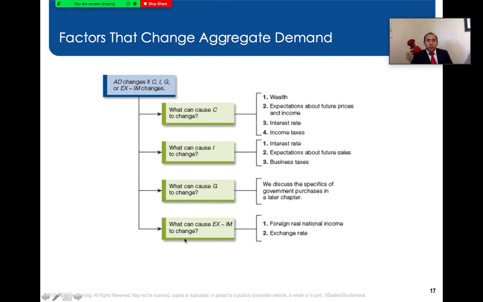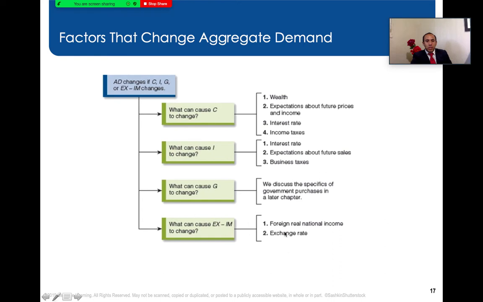Exports and imports. What creates a change in exports and imports? Well, the economic stability of the foreign sector. If the foreign sector is doing well and they're earning income, they're going to buy more products from us. And if the exchange rate is low or high, it can affect imports and exports. All of them may influence aggregate demand.